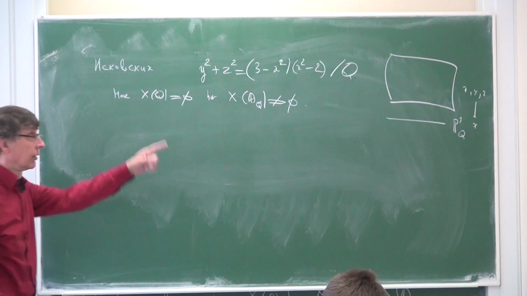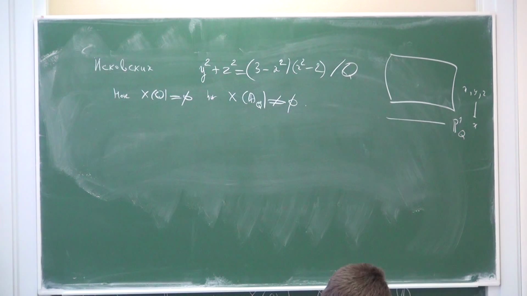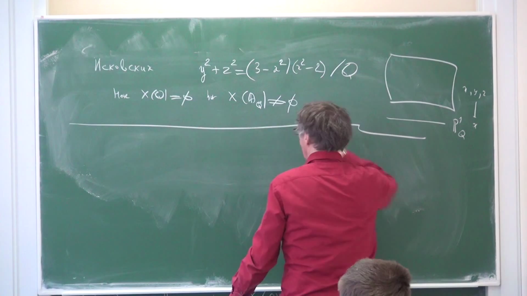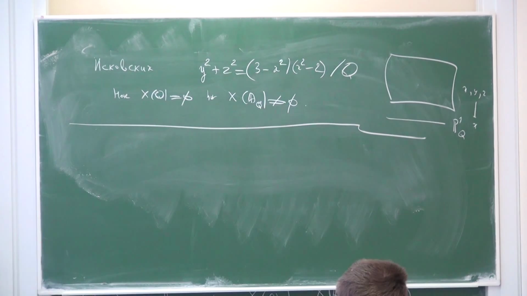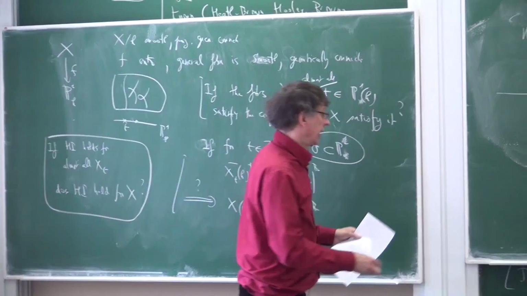But here all the fibers are conics, so they satisfy the Hasse principle. So the fibers satisfy the Hasse principle, but the total space doesn't satisfy it. Again, we'll go through this example later. So I want to start with very simple cases where we'll be able to prove something. Okay, so here's the first simple case.